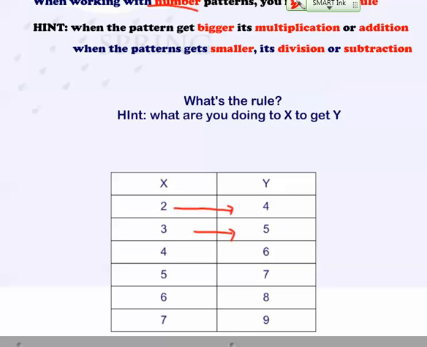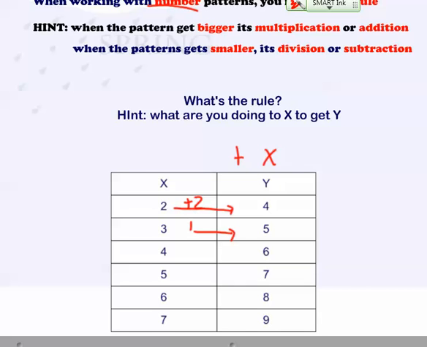Well, my choices are adding or multiplication, because when patterns get bigger, it's multiplication or addition. So I always try addition first. 2 plus what would give me 4? 2 plus 2. So if that's going to work here, it has to work for the rest of them.